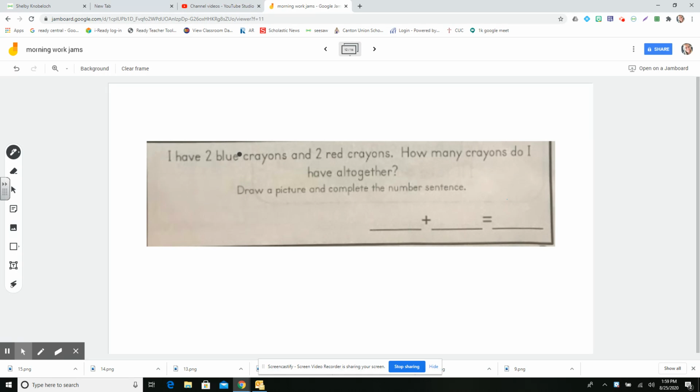All right. Oh, my favorite kind of math problems. Okay, so this story problem says, I have 2 blue crayons and 2 red crayons. How many crayons do I have all together? And first graders, I'm going to circle that word all together because that tells me I'm going to add. So I'm going to draw a picture of my 2 blue crayons and my 2 red crayons because I really want to see what the words are telling me. I want to be able to see the information. So I have my 2 blue plus 2 red, and I have 4 all together.